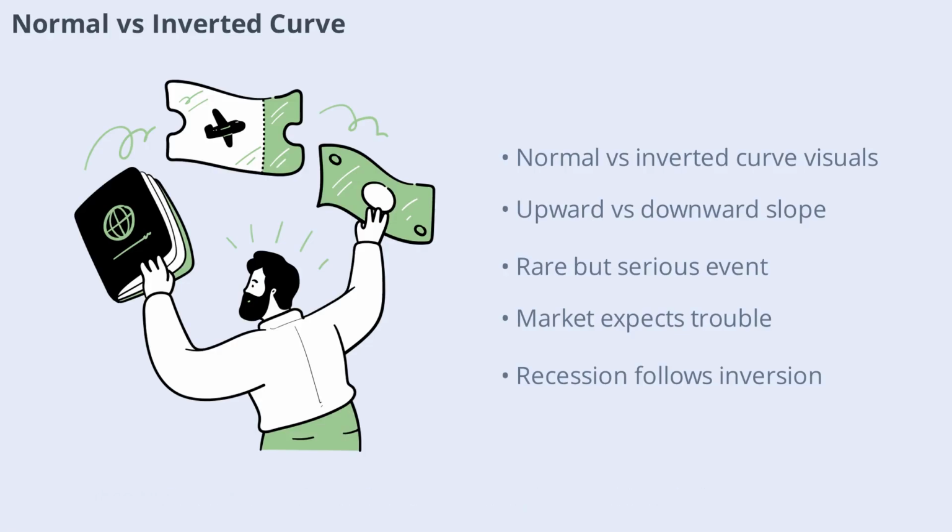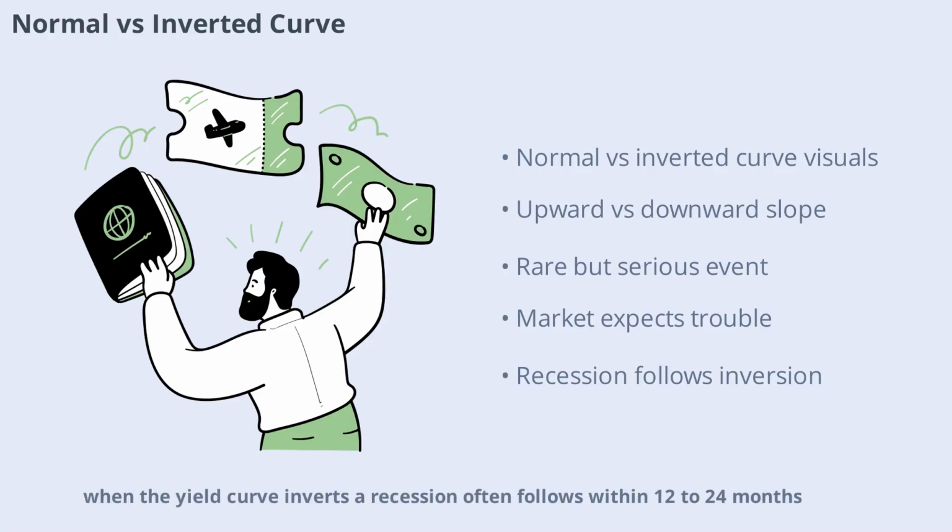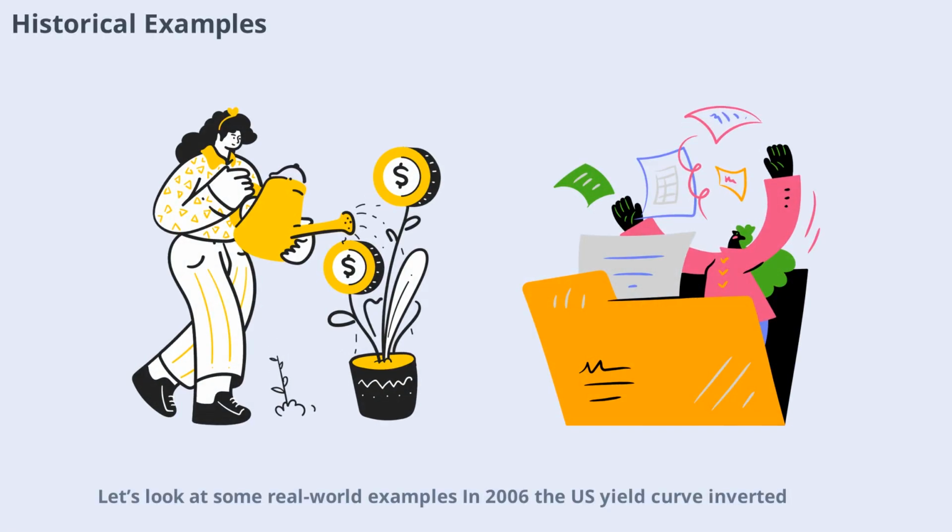Historically, when the yield curve inverts, a recession often follows within 12 to 24 months. The bond market is essentially flashing a warning light telling us to prepare for economic turbulence. Let's look at some real-world examples. In 2006, the US yield curve inverted. Just 2 years later, the financial crisis hit in 2008. In 2019, it inverted again, and the pandemic recession followed in 2020. Most recently, in 2022, the yield curve inverted once more, sparking widespread concern among economists and investors.